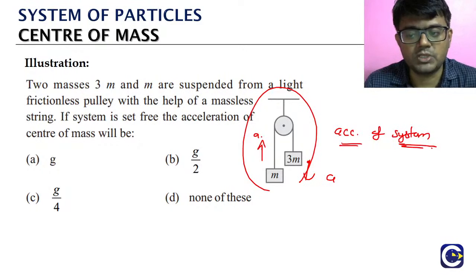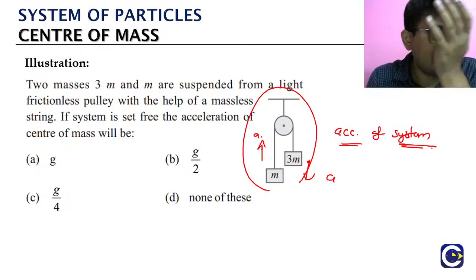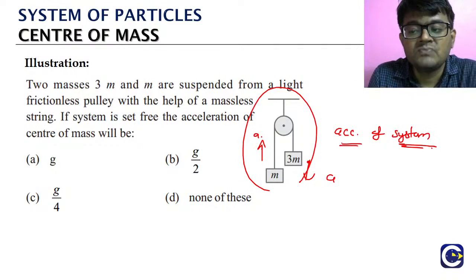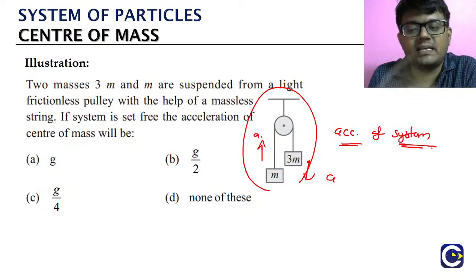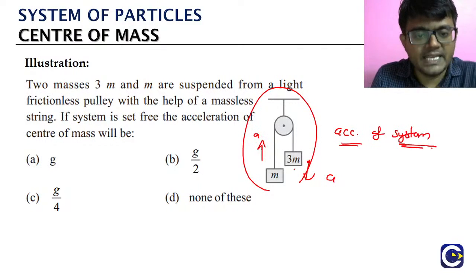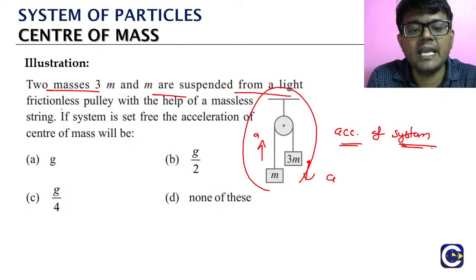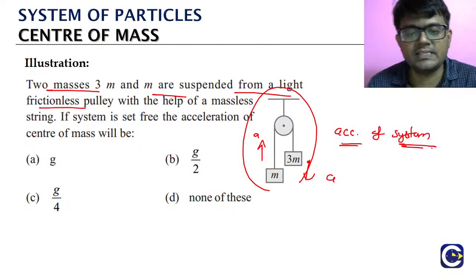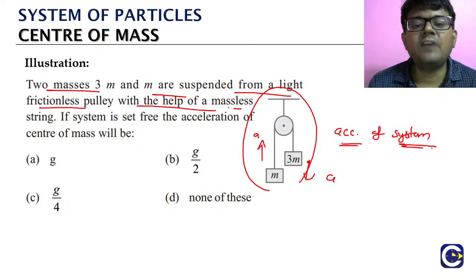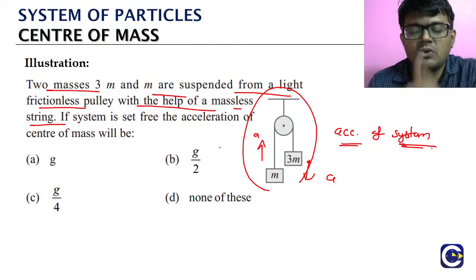அவங்க ஏதாவது clarification கொடுத்திருக்காங்க. What is it? When they have asked acceleration of the system, they were talking about that common acceleration. Okay, but இங்க இருந்து பாருங்க, this is a different question. Two masses 3m and m are suspended from the light frictionless pulley, with the help of a massless string. A massless string வச்சிட்டு these are connected.